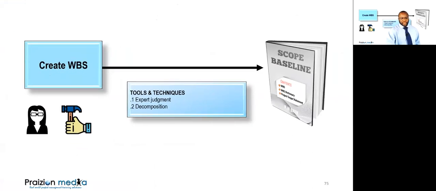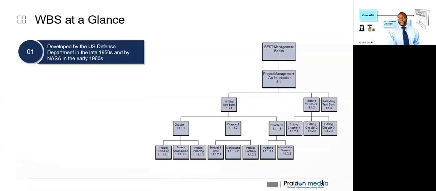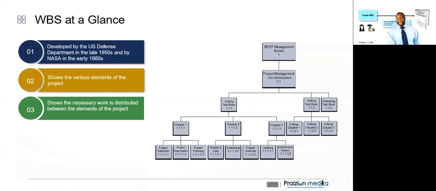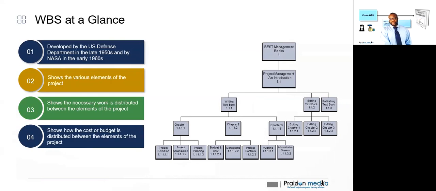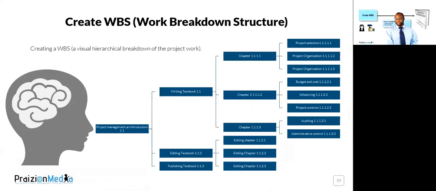All right? So at a glance, let's talk about this WBS. It was developed by the US Defense Department in the late 1950s and by NASA in the 1960s. It shows various elements of the project, and necessary work is distributed between the elements of the project. It shows how the cost or budget is distributed between the elements of the project. It also shows how the larger elements of the project are subdivided into smaller ones. And Tina, this is what I was talking about when I said DOE, and this is something from the DOE. It's just an example of a WBS.